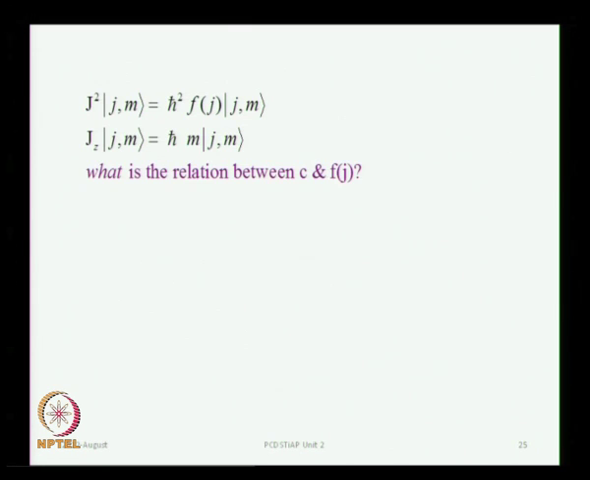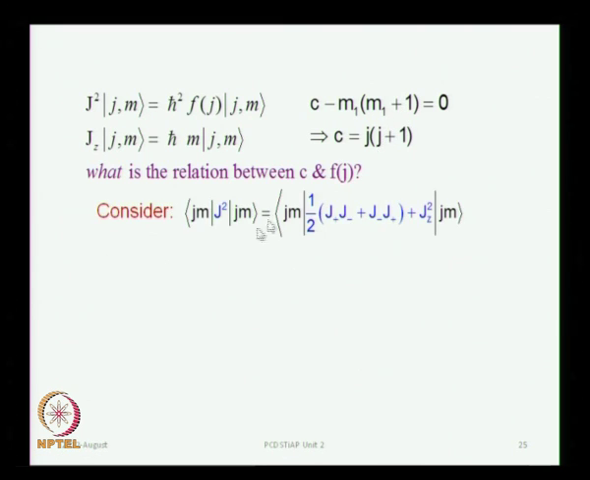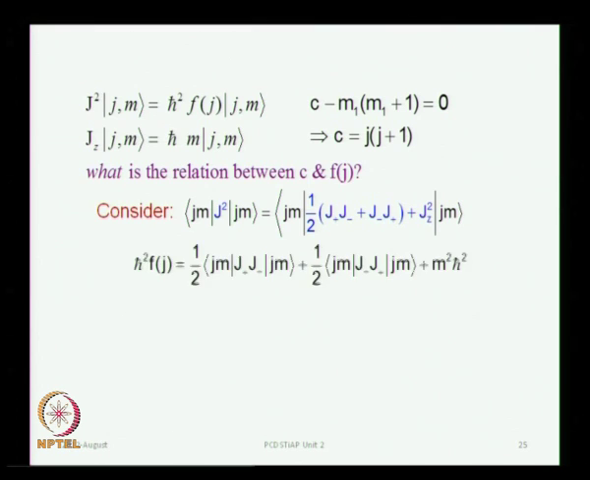We have to find the relation between C and Fj. So, that should emerge in a few steps. We already know that C minus m1 into m1 plus 1 is equal to 0, which means that C must be m1 into m1 plus 1, but m1 is now renamed as J. So, this is the relation between C and J. Now, if we consider the diagonal matrix element of J square, you can express J square in terms of Jx square plus Jy square plus Jz square. This is just a matter of simple rearrangement of these terms, and you have the eigenvalue of J square, which is Fj, from which of course the angular momentum square has been extracted, h cross square over here.